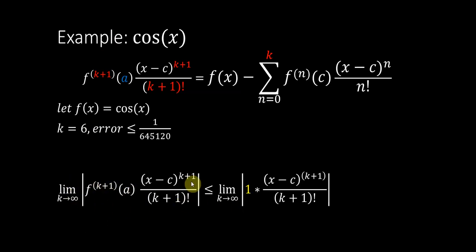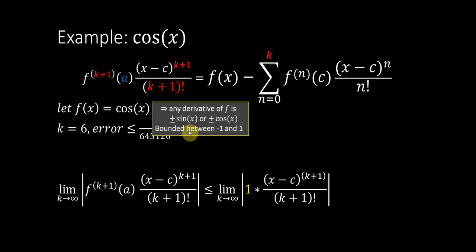So this limit on the left is less than or equal to this limit on the right, just taking out this k plus first term, or the k plus first derivative at a. Why is it 1? Well, because of the particular function that we're working with here. f of x is equal to cosine of x. Any derivative then is either sine with a positive or negative, or cosine with a positive or negative. And both sine and cosine are bounded between -1 and 1.